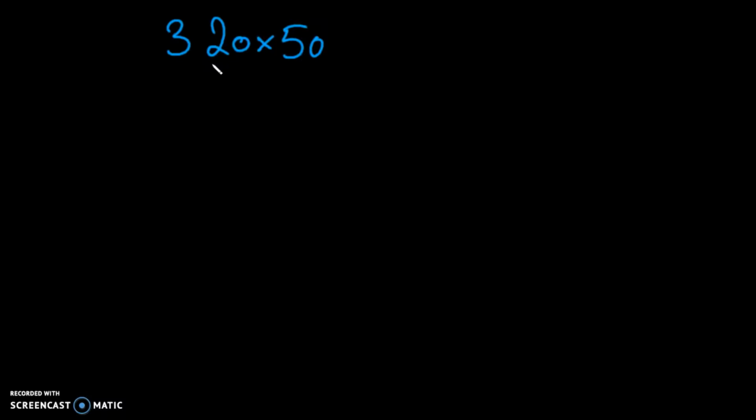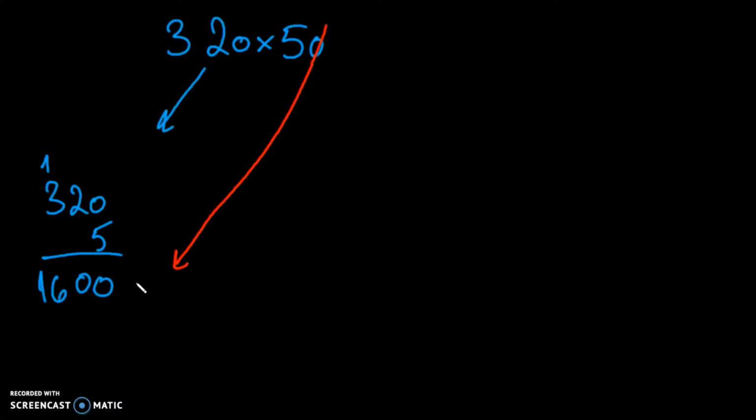And for the last problem, we see we have a 0 here, so we can do it in 2 ways. The first way, as I said, is we multiply 320 times 5. We remove this 0. We forget about it. And we just multiply 320 times 5. 5 times 0 is 0. 5 times 2 is 10. 5 times 3 is 15 plus 1, 16. At the end, when we finish multiplication, we get this 0 back and we add it. So we get 16,000. This is the answer for 320 times 50.